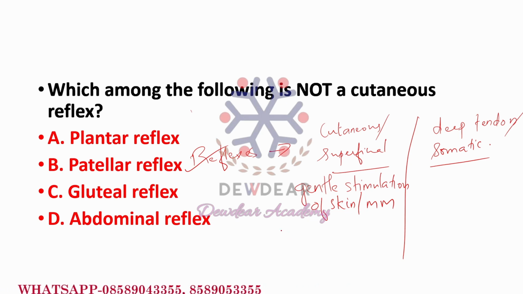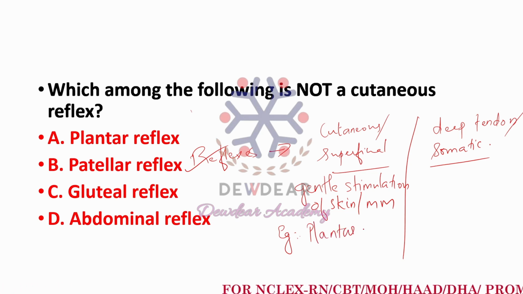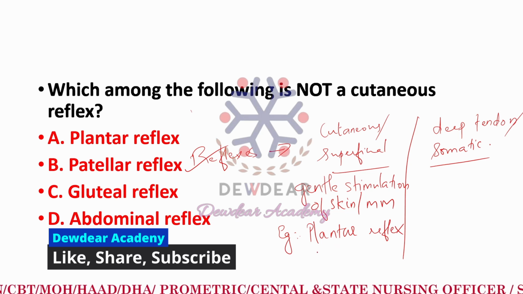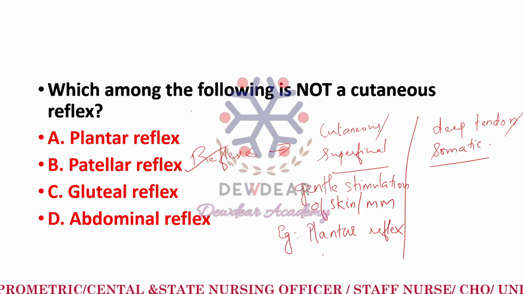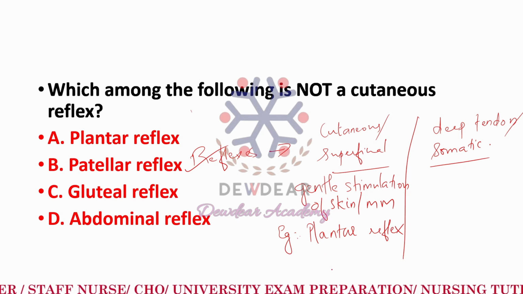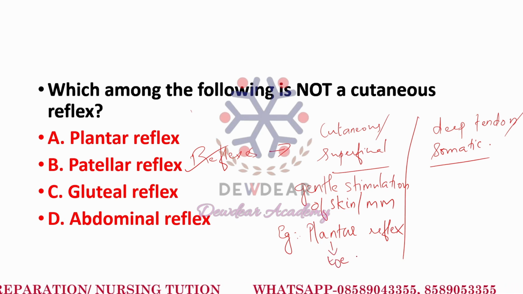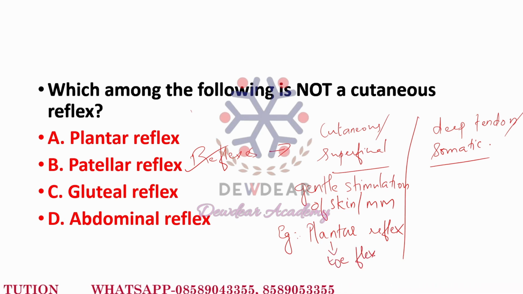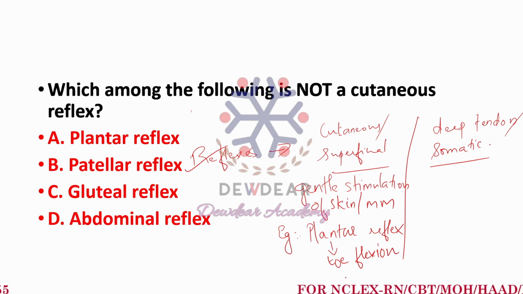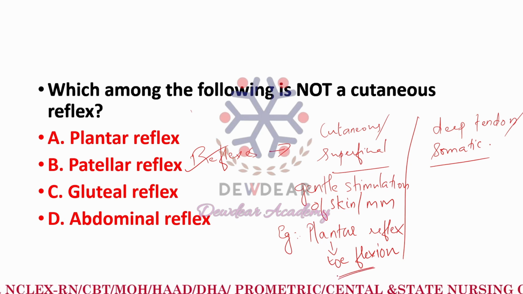We can give some examples. The first one is the plantar reflex. Plantar reflex means when we stroke the lateral sole of the foot, that causes flexion of the toes. That is known as the plantar reflex, and it is a normal response in adults.